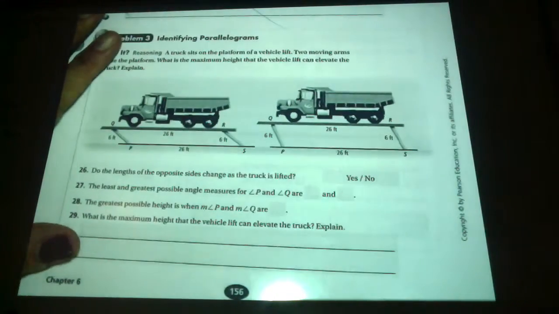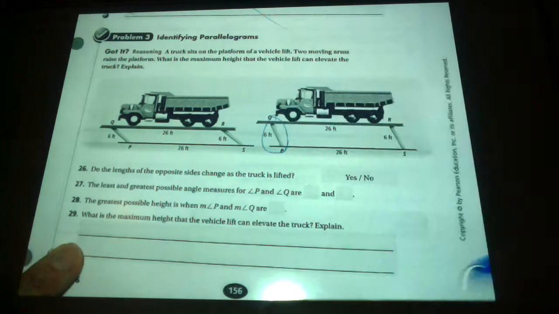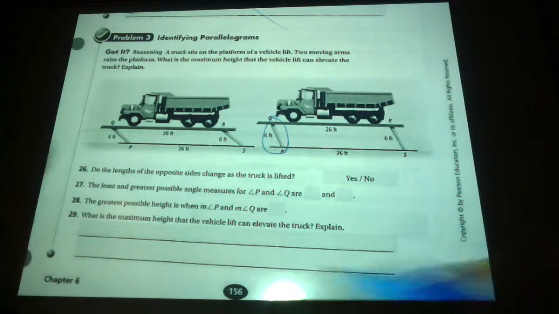All right, so let's look at problem 3. A truck sits on the platform of a vehicle lift. Two moving arms raise the platform. What is the maximum height that the vehicle lift can elevate the truck, and explain? That's a toughie. What's the maximum height? 6 feet. That's going to be 6 feet, isn't it? Because this is going to represent the height, and it can only get up to 6 feet. That's it. The maximum height.